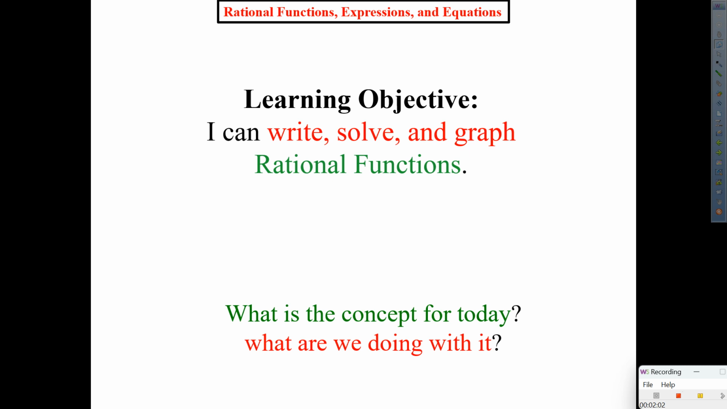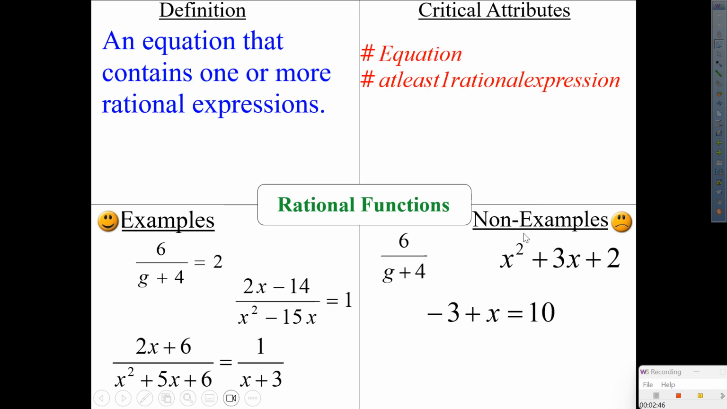Rational functions, tell your neighbor what they are, please. Rational functions. By now they should know. All right, Martin's all over this one. All right, Martin, rational functions. Equations or functions that contain rational expressions. All right, that's what they are.